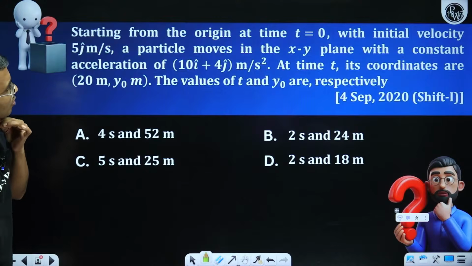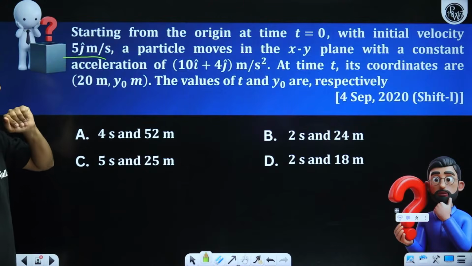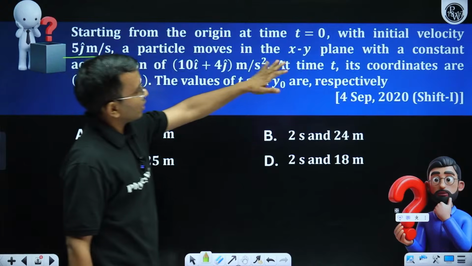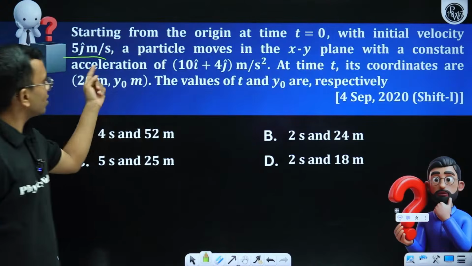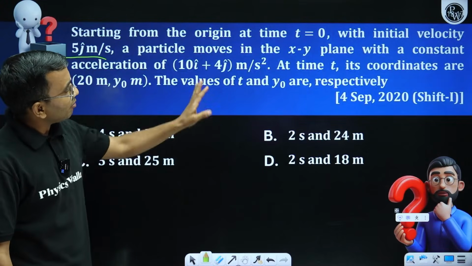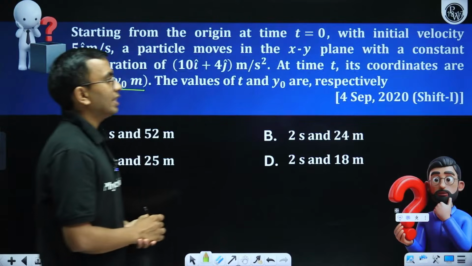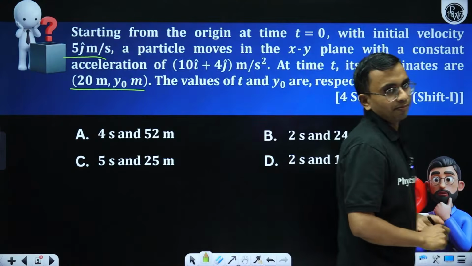Next, starting from the origin at t equals 0 with the initial velocity, this is the initial velocity, a particle moves in the xy plane with a constant acceleration of this. This is the constant acceleration. At time t, its coordinates are this, x coordinate and y coordinate. The values of t and y naught are respectively.